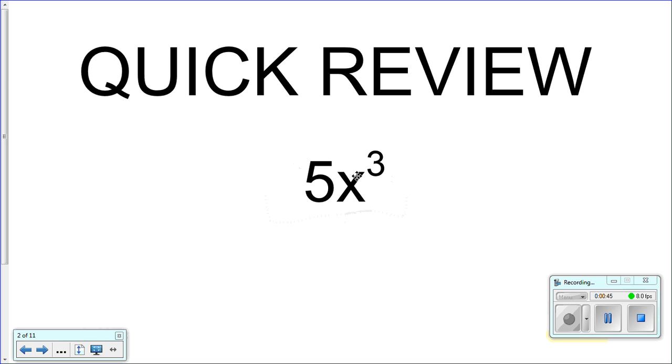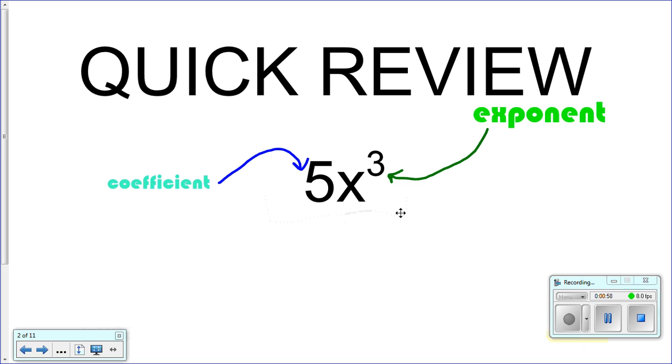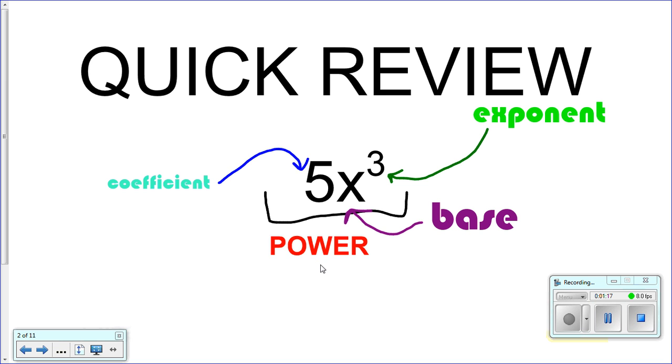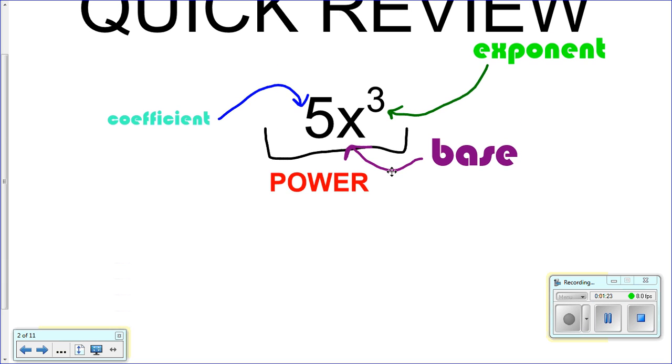So, if we get an exponent like 5x to the third, we need to know these parts. It's really important, okay? So, this guy right here, this 5, remember that's our coefficient. This 3 right here, that is our exponent. And this guy right here, the x that has the exponent, that is called the base. So the base and the exponent are connected to each other. If there's no parentheses, that means it's only applying to what it actually touches. Okay? And the whole thing is actually called a power. Okay? So hopefully you identified these on your notes.